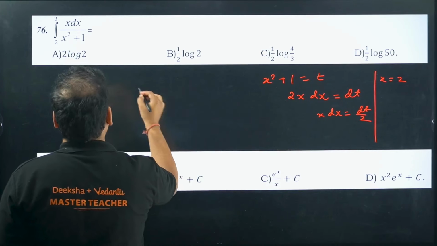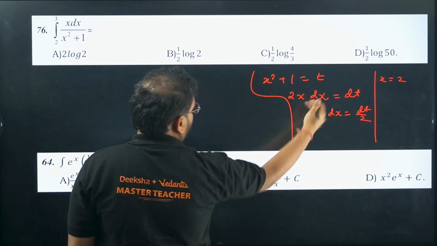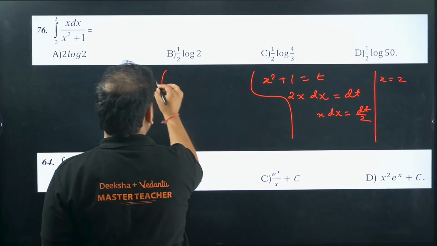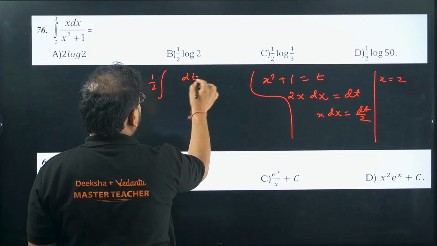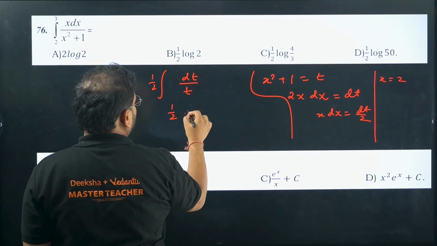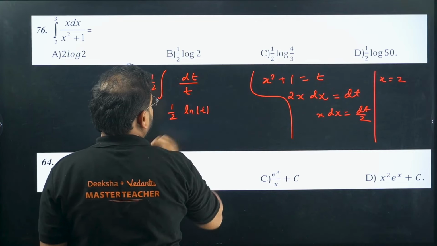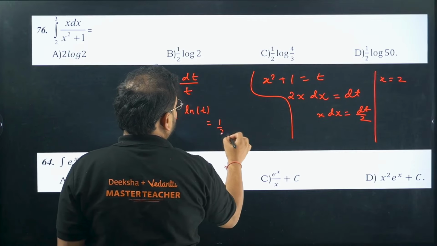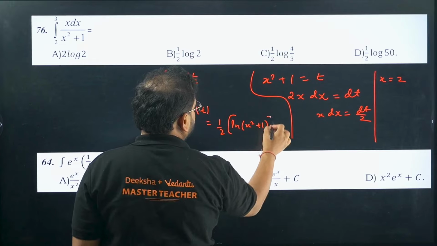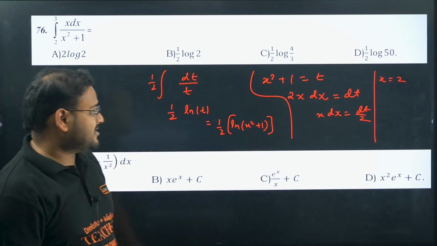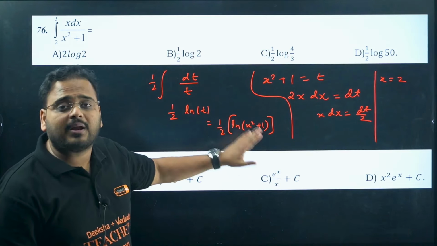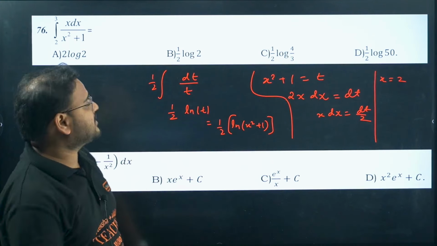This whole thing will become what? Forget about the limit change. Integration of x dx is dt by 2, so 1 by 2 is outside, dt here. This will become t. What is the integration of this? 1 by 2 ln t, right? So this becomes basically 1 by 2 ln of x square plus 1. Now we can apply the limit. Either you can change the limit and get the answer later, or you can simply switch back the variable to the original variable and use the same limit. Your choice. Whichever works the best for you.